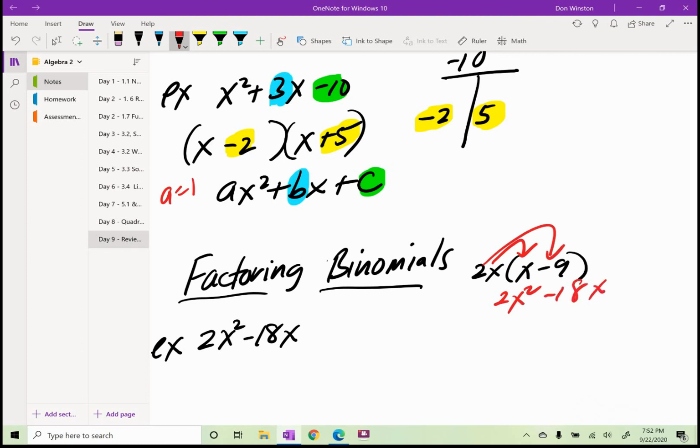Now, when you factor, like I said, factoring is the opposite of distributing. So when we go to factor this, what we're looking for is the greatest monomial factor. Greatest monomial factor. Mr. Winston can't spell monomial. So we're looking for the greatest monomial factor.